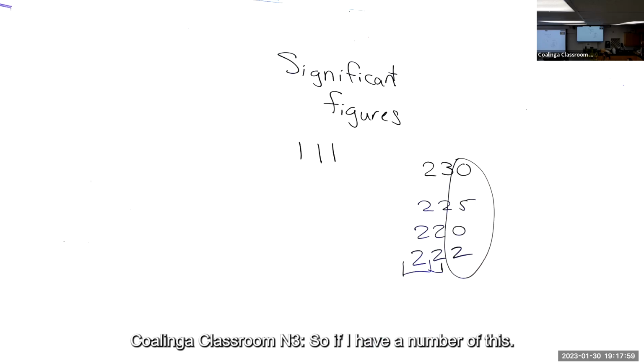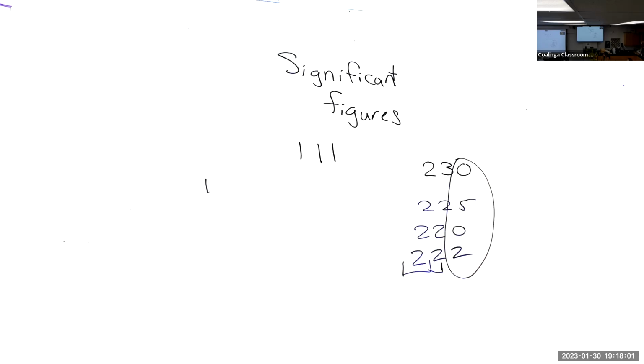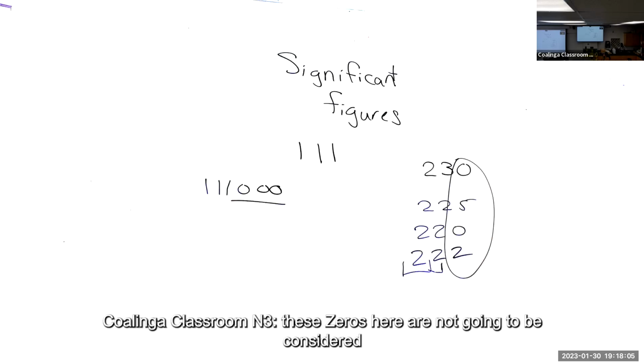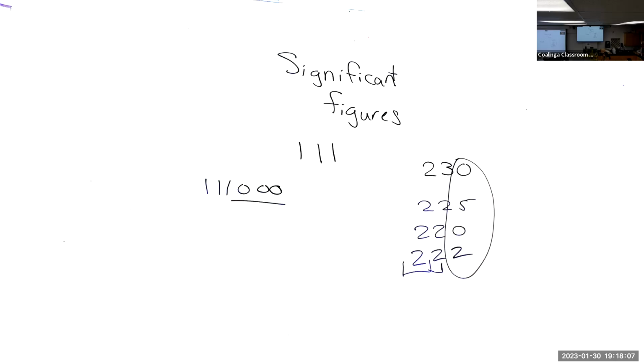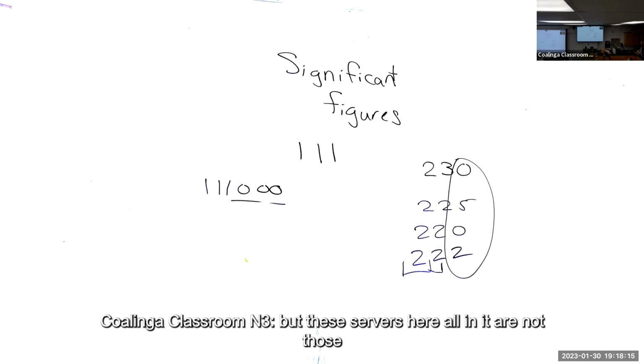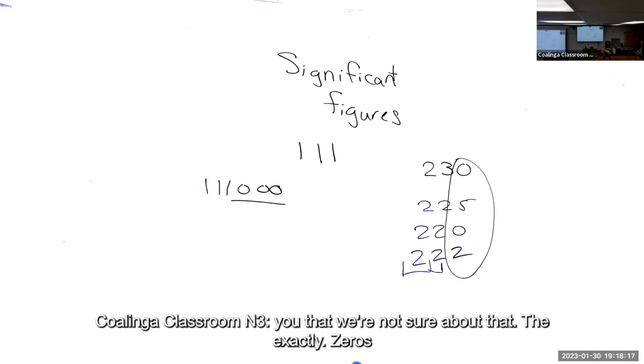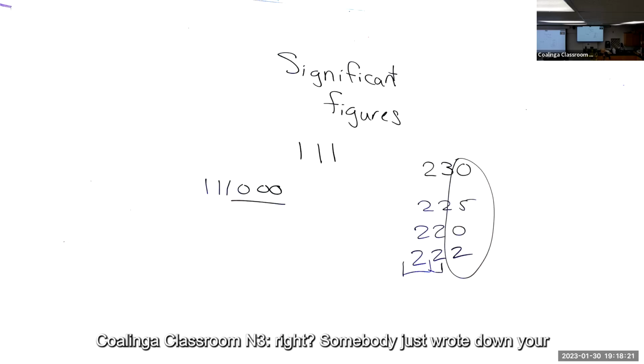So if I have a number like this, these zeros here are not going to be considered significant because they're non-digit numbers. So these guys are going to be significant, but these zeros here following it are not going to be significant. Meaning that we're not sure about the exact zeros, right? Somebody just wrote down their being linked, right? They just wrote down that value and that was it.